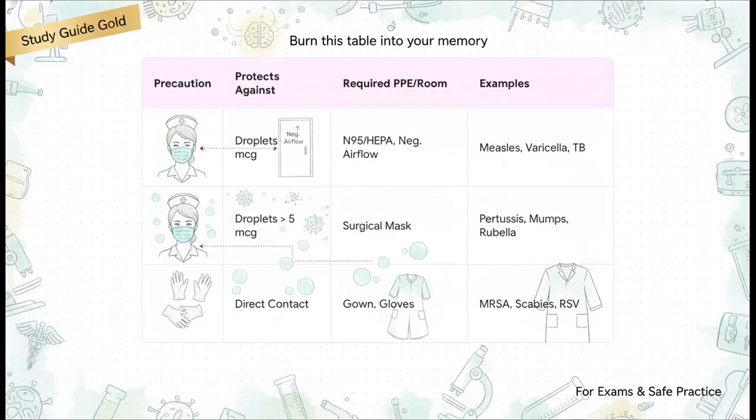Okay, screenshot this slide. Print it out, tattoo it on your arm. Well, maybe don't do that, but seriously, this table is pure gold. It lays out exactly when to use airborne, droplet, or contact precautions, what PPE you need, and the big hitter diseases for each. Know this table inside and out. It's non-negotiable for your exams and for keeping everyone safe.